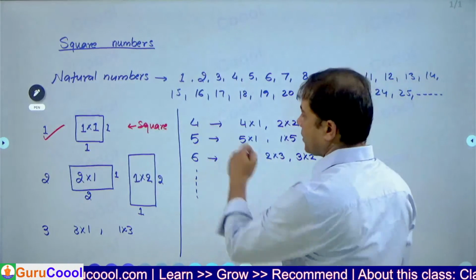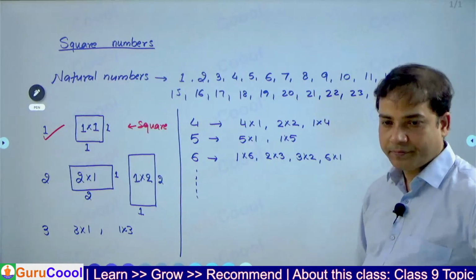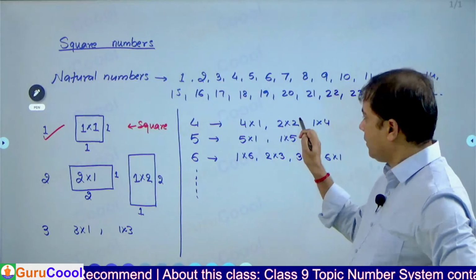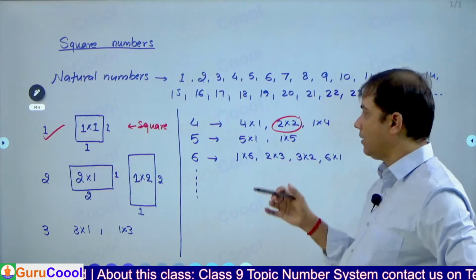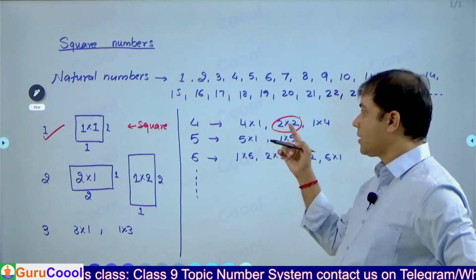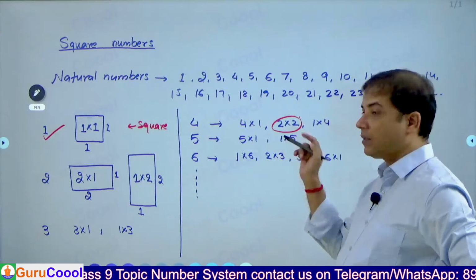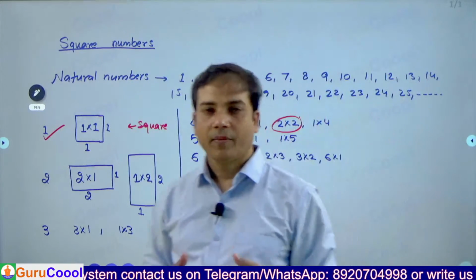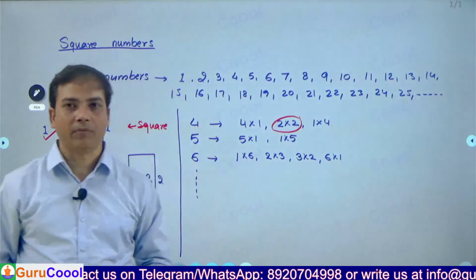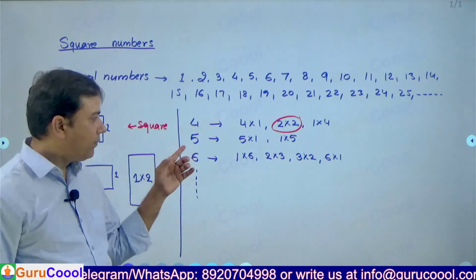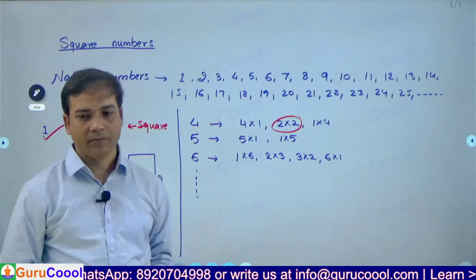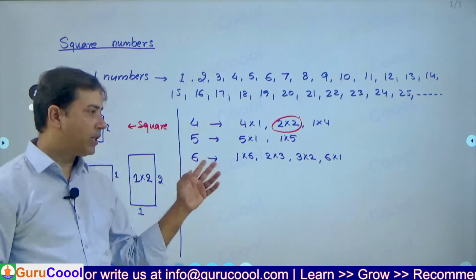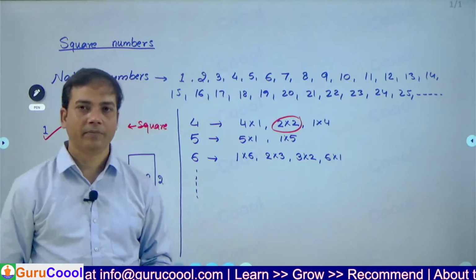Do you think 4 is a square number? Yes, sir. Yes. In this case, when you take a rectangle with length 2 units and breadth 2 units, length and breadth become the same, and then that rectangle will be called a square. So 4 is a square number. Now think of 5. Do you think 5 is a square number? No, sir. What about 6? Do you think 6 is a square number? No, sir.